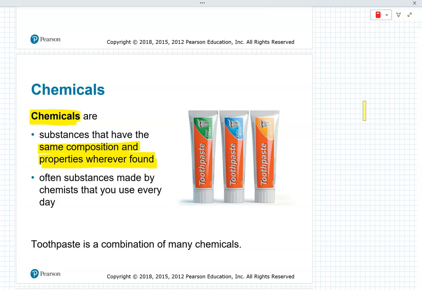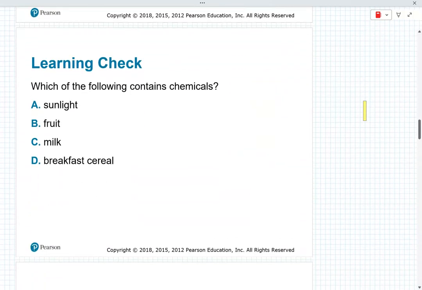Things that we use in our daily lives are usually combinations of chemicals. This bottle is a combination of chemicals. Staples are combinations of chemicals. Okay? So, what contains chemicals here? Can be more than one. Okay. All 3 except sunlight. Exactly.